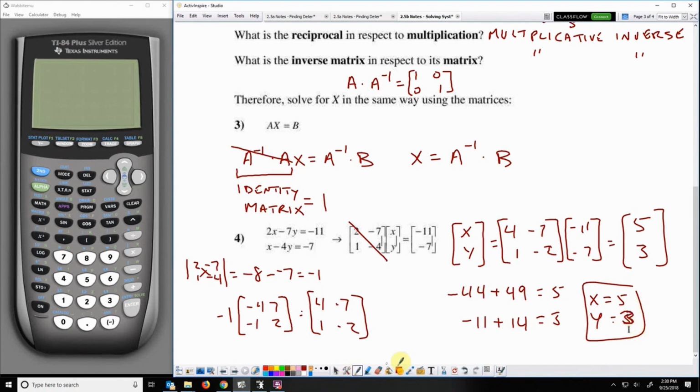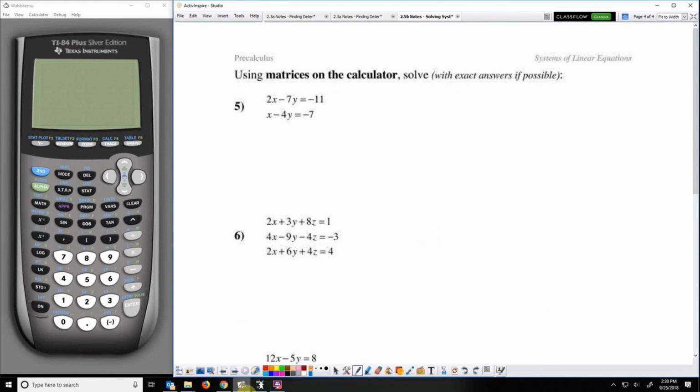We'll try to clean that up a little bit. All right, so that may not seem any easier than the work we have done in the past, but as we turn to the next page, we're going to see how we can do that on a calculator. Okay? So here is exactly the same system of equations. So I'm going to turn that into matrices.